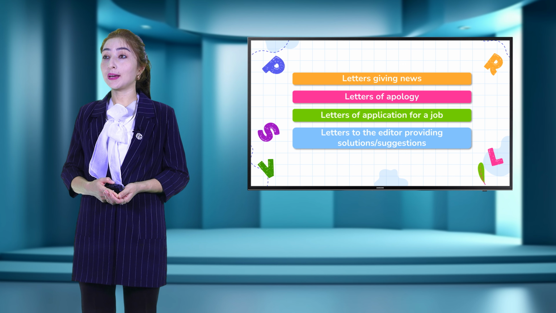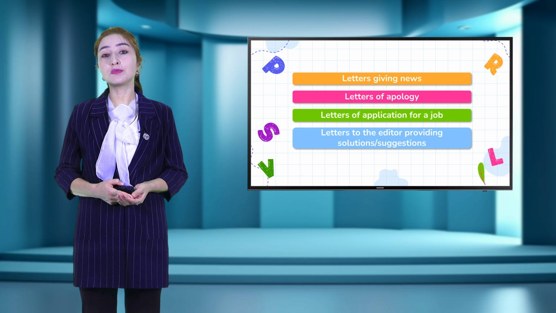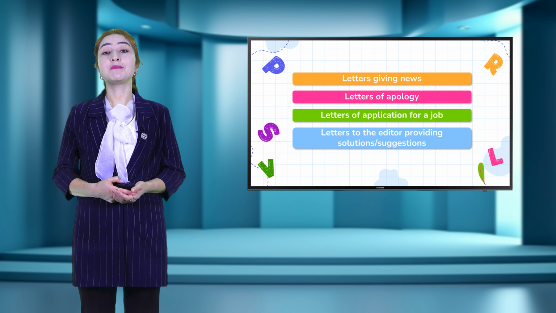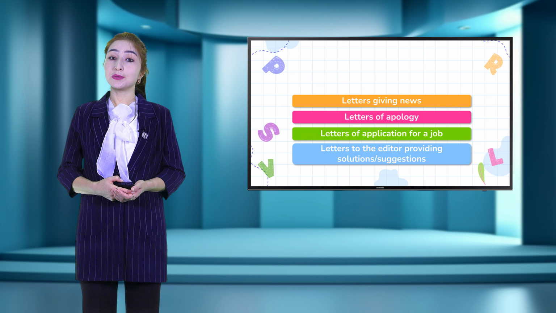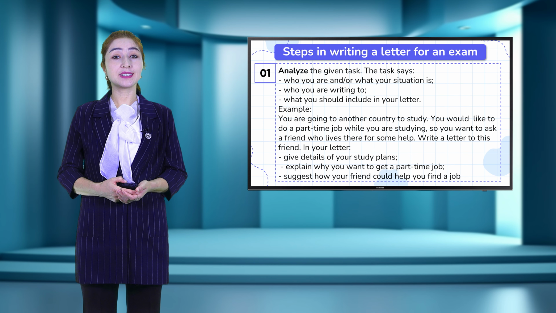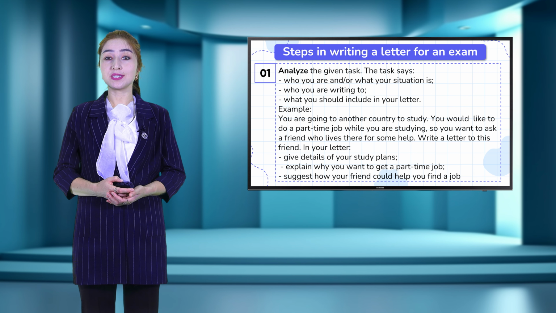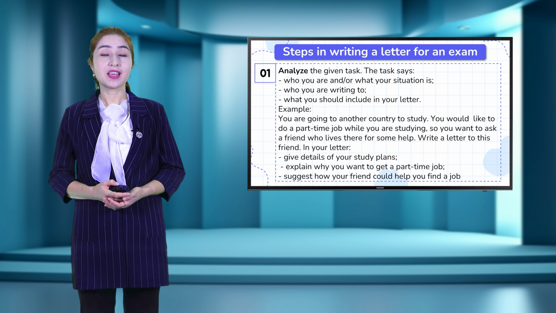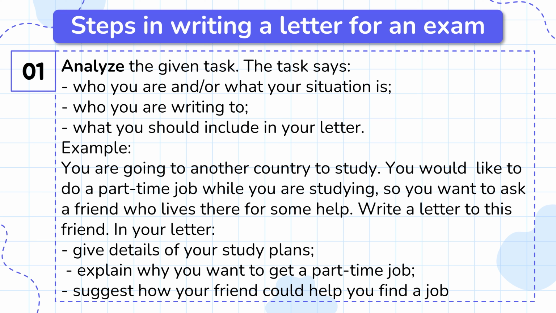But the most important point of my class today is to give you information about the formal letter. So I would like to give you some steps for writing a letter in an exam. These steps consist of six. The first one is to analyze the given task. Here you analyze the task: who you are and what your situation is.